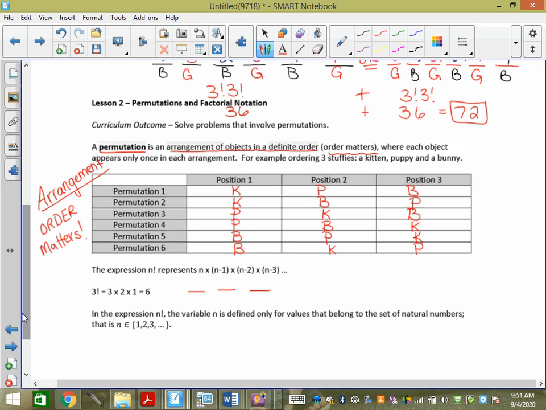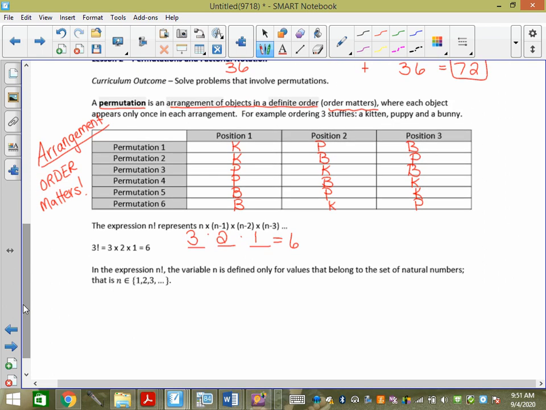Anyways, I would have 3 options for this first blank, and I'd leave one of the stuffies there, right? Then I'd have 2, and I'd leave them there, then 1. So it's 6, which is what I showed it was 6, right? So that's why it does work that way.